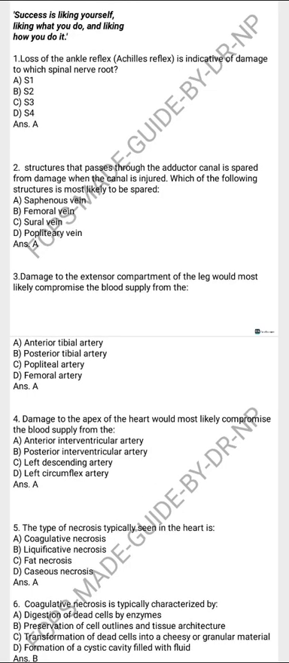Question number 1: the loss of Achilles reflex is indicative of damage of which spinal nerve root? That is S1. Which structure that passes through the adductor canal is spared from the damage when the canal is injured? It is the saphenous vein.